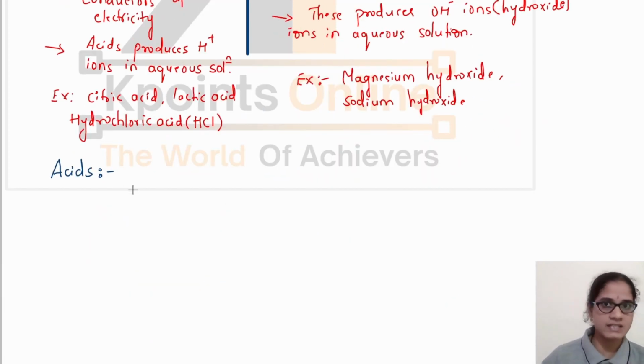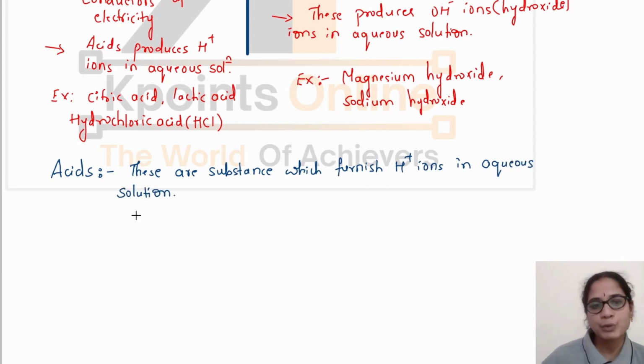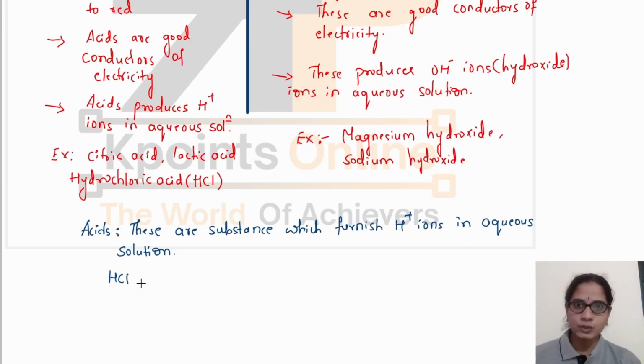So acids are the substances which furnish H+ ions in aqueous solution. These are substances which produce H+ ions, that is hydrogen ions, in aqueous solution. As they produce hydrogen ions, they must contain hydrogen in their molecule. For example, HCl is hydrochloric acid. It contains hydrogen. It produces H+ ions in aqueous solution. Therefore, it is an acid.